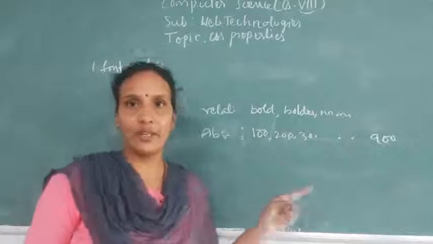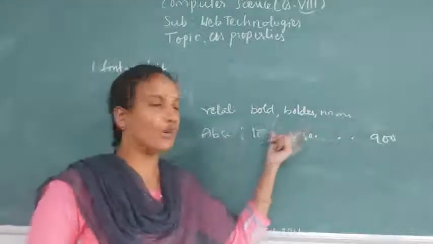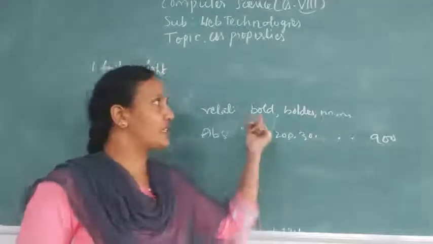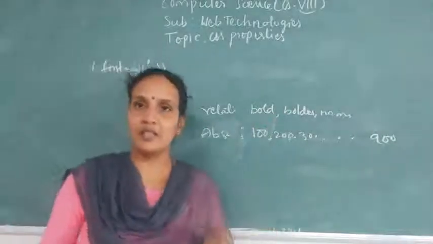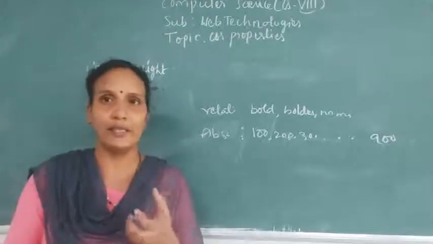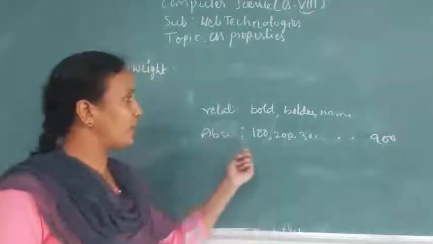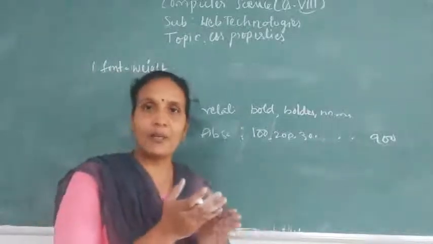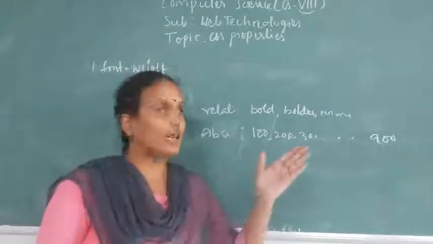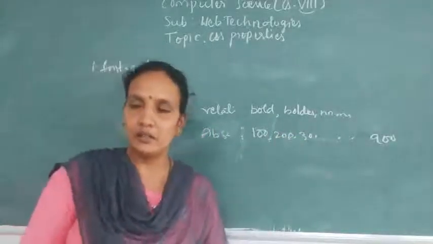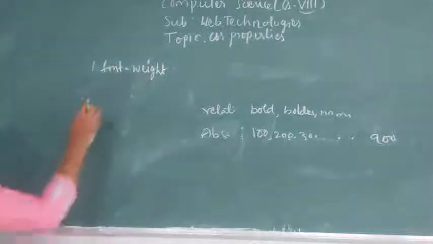Two ways you can give this: relative or absolute. Understand, relative just gives bolder, and inside the system whatever properties are there for bold and bolder, that thickness will be applied. But if you give 100, 200, 300, according to the number you have given, the thickness will be applied to the text. Now we will write an example.